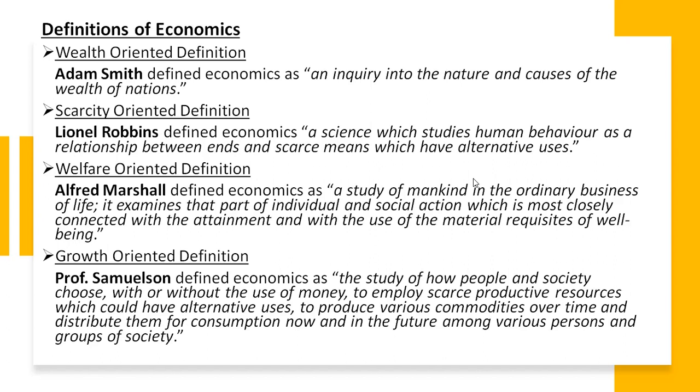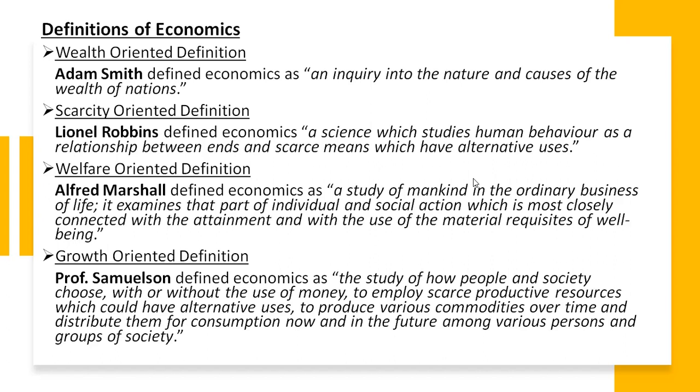So a new definition was then evolved by Lionel Robbins, and he stated that economics is a science which studies human behavior as a relationship between ends and scarce means which have alternative uses. So according to Robbins, economics is basically a science which studies human behavior. By human behavior we mean the behavior of both producers as well as consumers. In class 12 you will discuss human behavior more in depth, because this topic is categorized into two categories, that is producers' behavior and consumers' behavior.